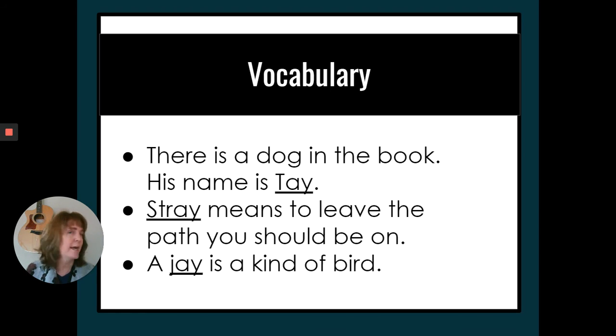The next word that you might not recognize is the word stray. Say it. Stray. Stray has the A sound at the end, so we know that it's spelled A-Y. Now, that word stray means to kind of wander off or to go off the path that you're supposed to be on. And the last word that you might not recognize is that word jay. The word jay represents a kind of bird in our story. It can also be a name in other stories, but today it's just the name of a kind of bird. Are you ready to read?